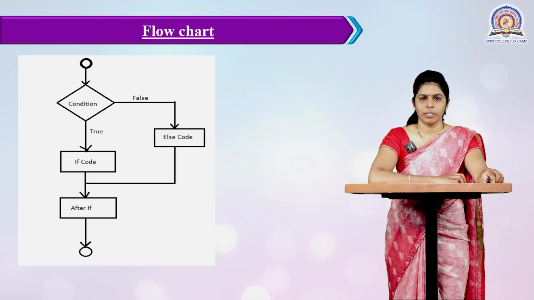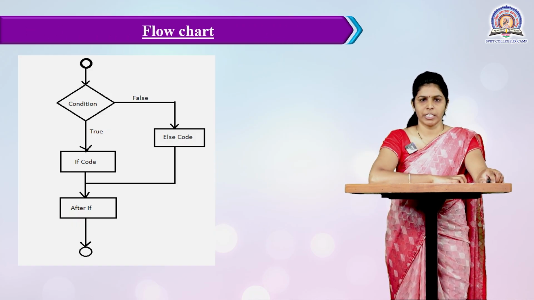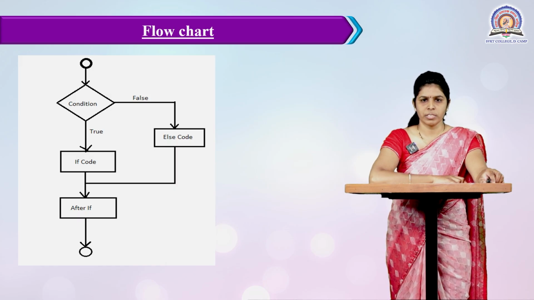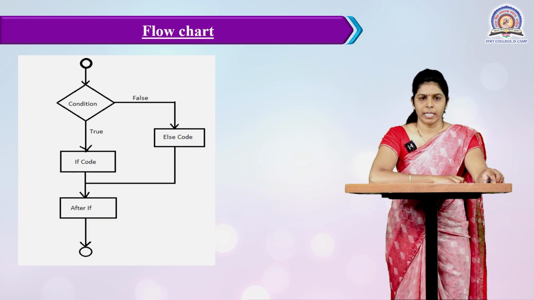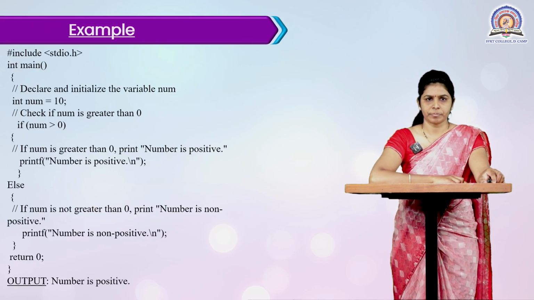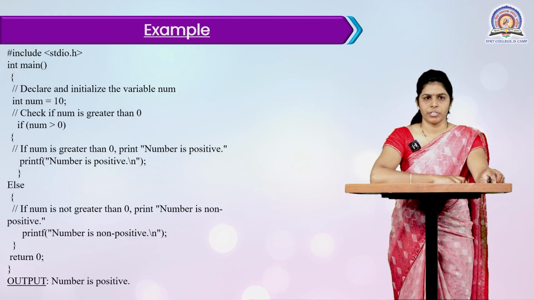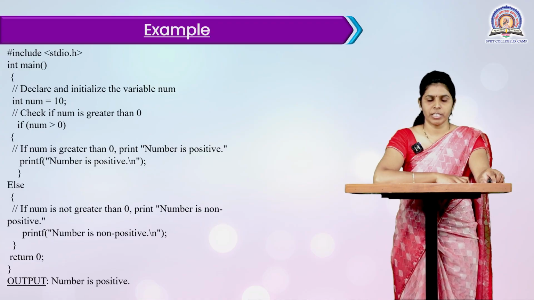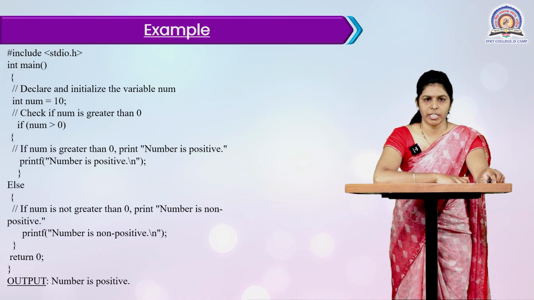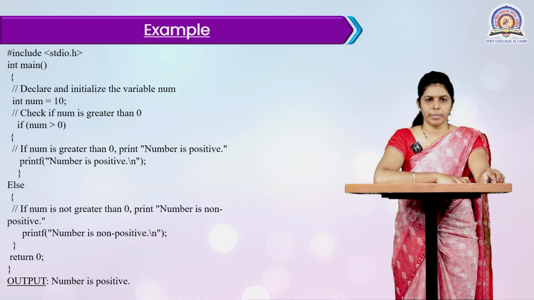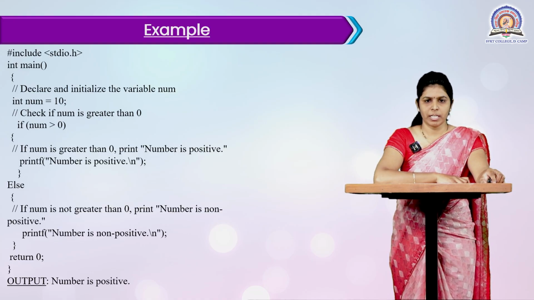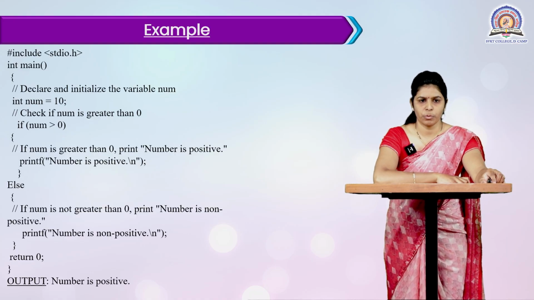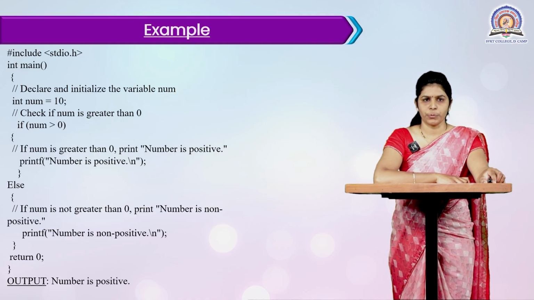The flow chart of the if else statement is: first start, then condition. If the condition is true, the code block is executed, otherwise if false, the else code is executed, and after that the program continues. Example of if else: int main, declare and initialize the variable num, int num = 10. Check if num is greater than 0. If num is greater than 0, printf number is positive, else if num is not greater than 0, printf number is not positive. So the output is number is positive.